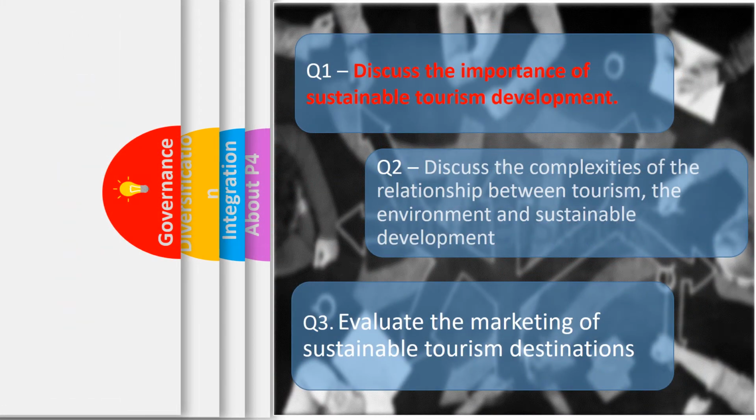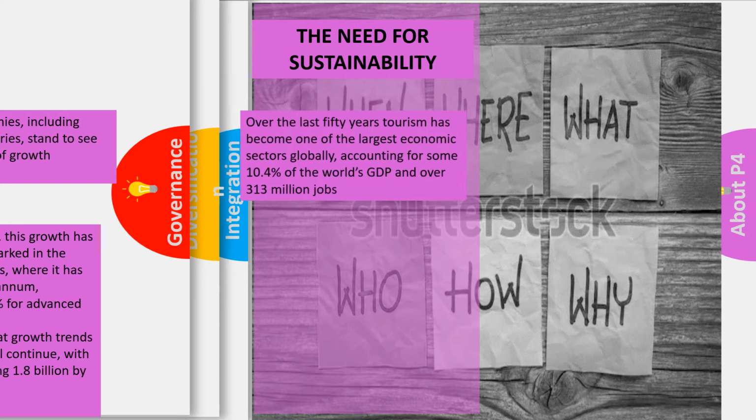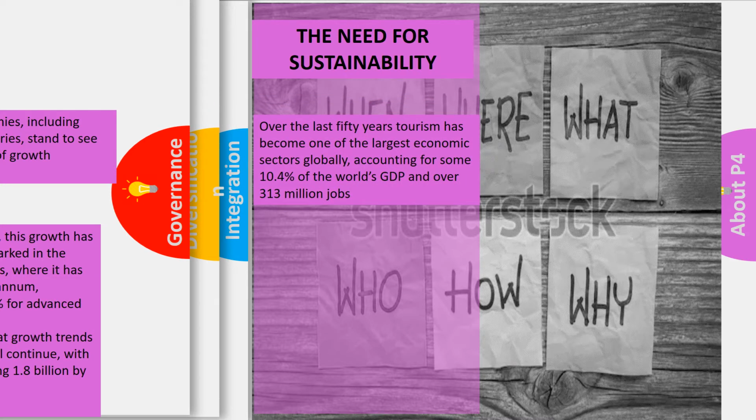So that's looking at sustainability and the different pillars of sustainability and linking it to tourism. But we need to discuss the importance of sustainable tourism development. So what is the need for it? Well, over the last 50 years, tourism has become one of the largest economic sectors globally, accounting for some 10.4% of the world's GDP, and takes into account over 313 million jobs. So we can see that it's very, very important to every single country.